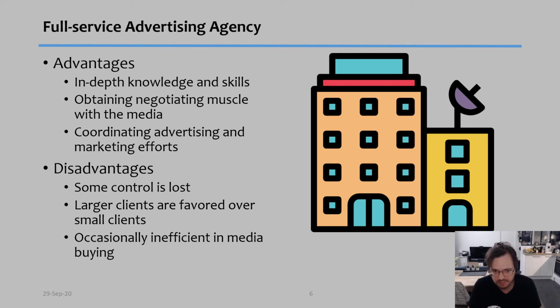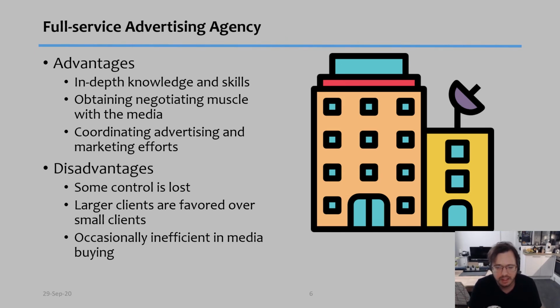But there are disadvantages. Well, the first disadvantage is because you're giving this function to someone else, you're obviously going to lose some control. The second one, and I would say one of the biggest ones, is that these companies tend to give priority to the larger customers. So if you are a small business, and even though you are paying the price and the fees that they ask, you might be kind of put in a sideline because a bigger company showed up.